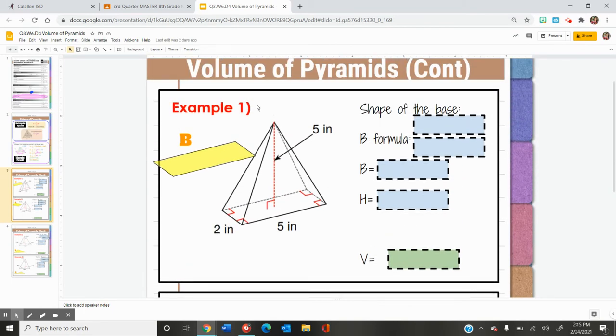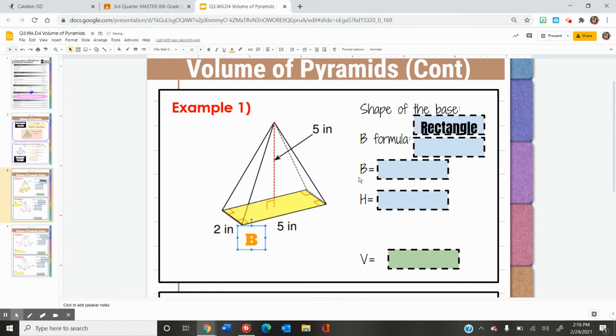So for example, one here, we have a rectangular pyramid. So here it says shape of our base. It's going to be a rectangle. Okay, so here, this is going to be my base shape, and that is my B. So remember, big B stands for area of the base, and the area of the base formula is going to be length times width. Or you can do base times height. We're just going to go ahead and stick to length times width.